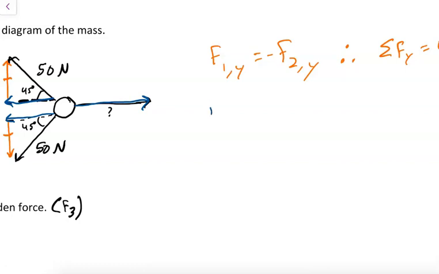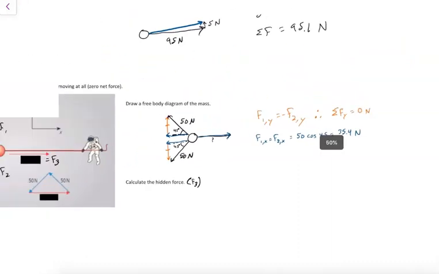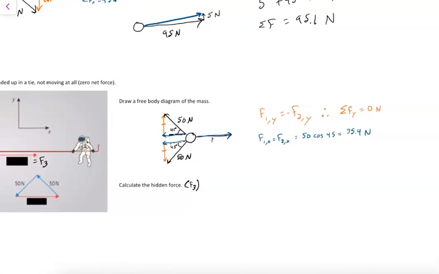So we know F1 of x is going to be equal to F2 of x, because they are technically the same horizontal vector. And that's going to be equal to 50 cosine of 45. 50 cosine 45 gives me 35.4 newtons. Oh, I'm already skipping to this side, aren't I? Woo! There we go.